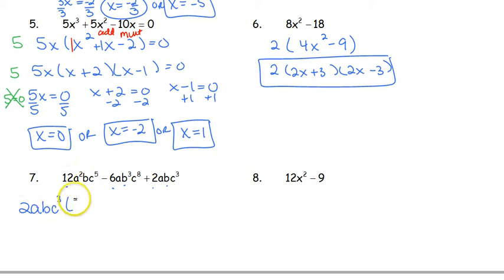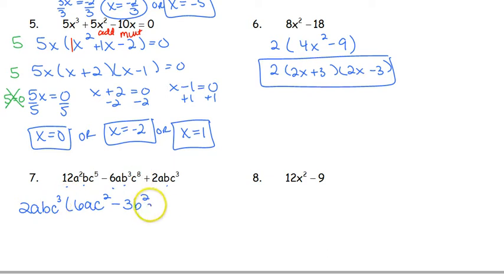12 divided by 2, 6. I've got 2 A's, I took 1 away, I've got 1 left. I took out the only B, so there's no B's. 5 minus 3, I've got 2 C's left. Pull down that subtraction, 6 divided by 2 is 3. I pulled out the only A. I have 3 B's, I took 1 away, so I've got 2 B's left.